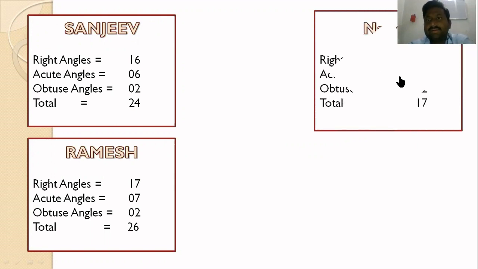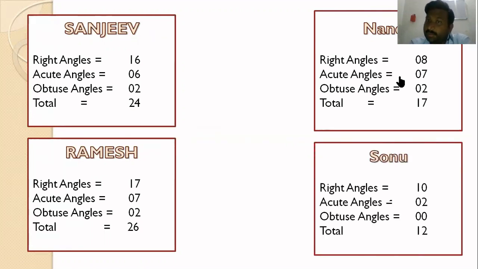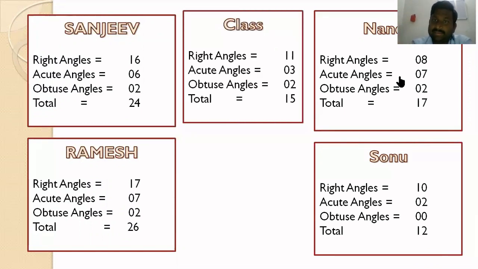Let us take another example. Sonu. Sonu has 10 right angles, 2 acute angles, and no obtuse angles. So none of the angles is obtuse in the name Sonu. So total angles 12. Keep in mind, these are valid only when we are writing them with straight lines, what you have seen in the classroom. Okay, next example may be class. So I have written this class in straight lines. So it has 11 right angles, 3 acute angles, 2 obtuse angles.